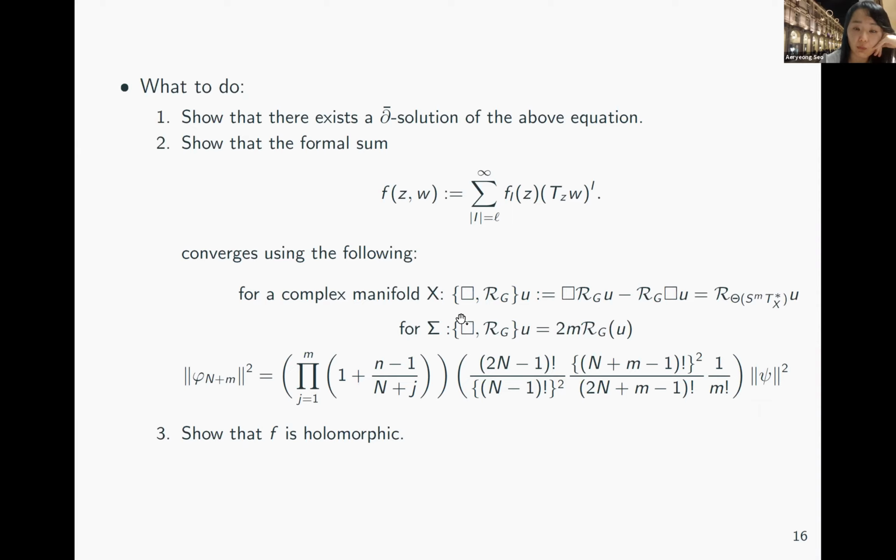After that, we use this equation recursively to get this norm of phi n plus m. It looks a bit complicated, but we can show that this formal sum converges. And then the last step is to prove this F is actually holomorphic.